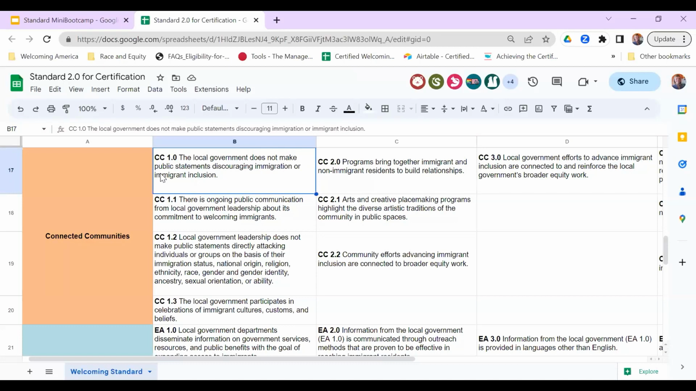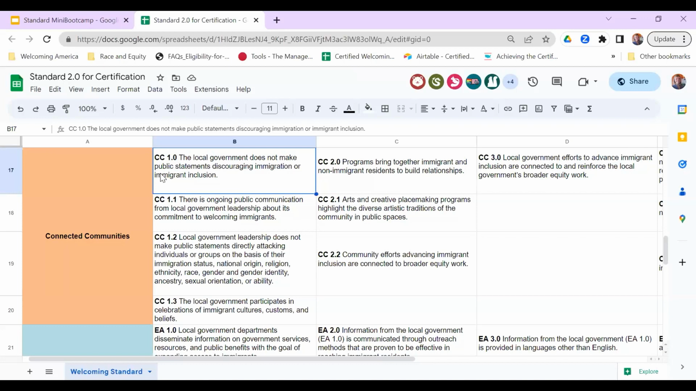So those guardrails are that the local government, and this is referring to leadership, is not making public statements discouraging immigration or immigrant inclusion. Another one is that there's ongoing public communication from the local government about welcoming and about its commitment. And another one of the guardrails is to not make public statements directly attacking individuals or groups on basically the protected classes here.